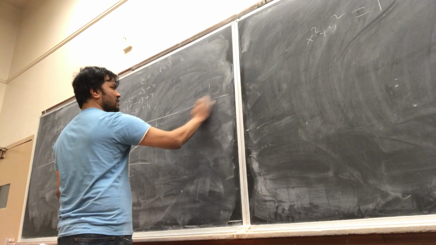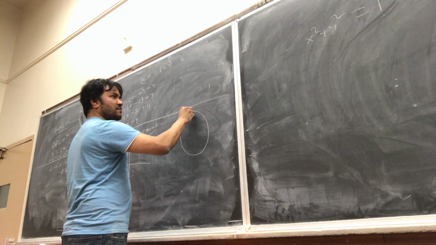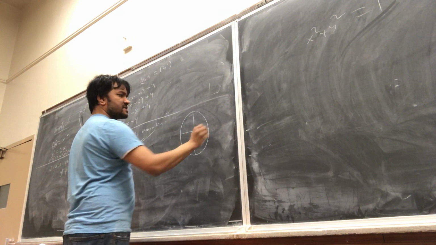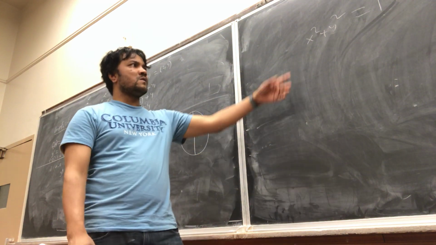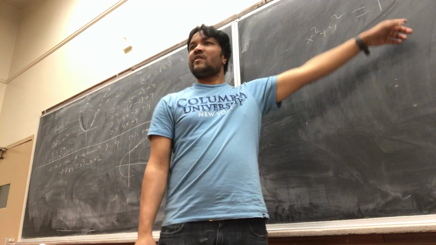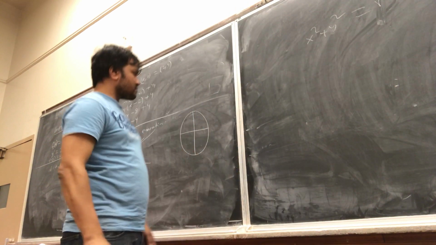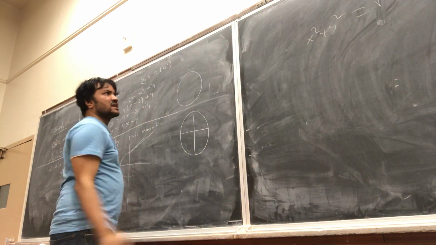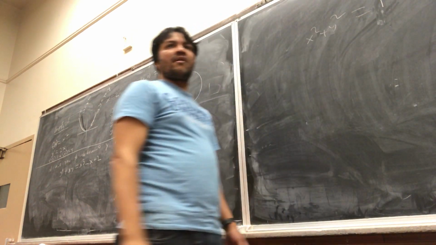What is this? This is a unit circle. What makes it a unit circle? 1 makes it a unit circle, right? If I put r squared, then it's a circle. If I put 1, then this is a unit circle.